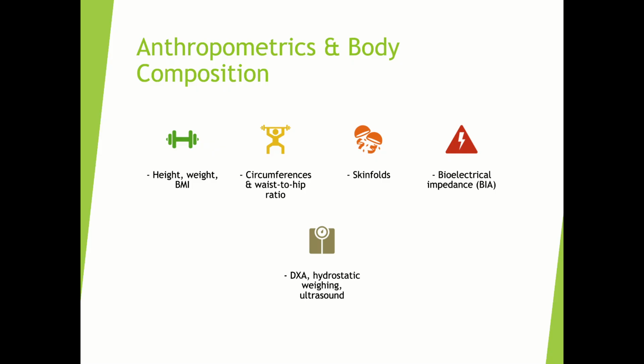Anthropometrics and body composition. Body composition can be evaluated using a variety of methods. Simple approaches include body mass index, circumferences, and waist-to-hip ratio. More advanced methods include skinfold testing, bioelectrical impedance analysis, and dual-energy X-ray absorptiometry. Each method has its advantages and limitations, so it is important to select the right one for the situation.